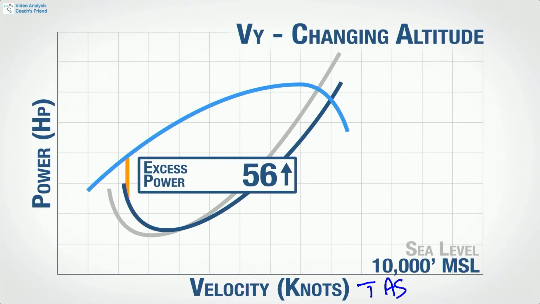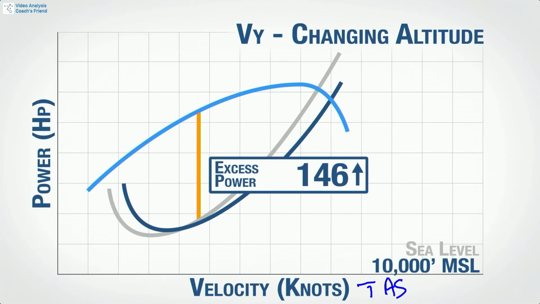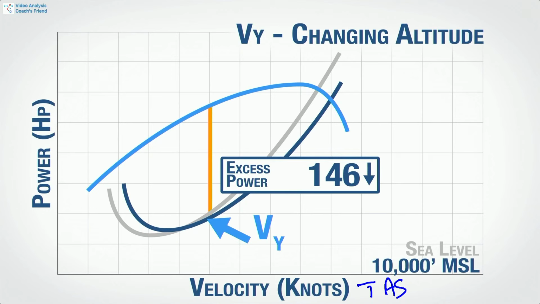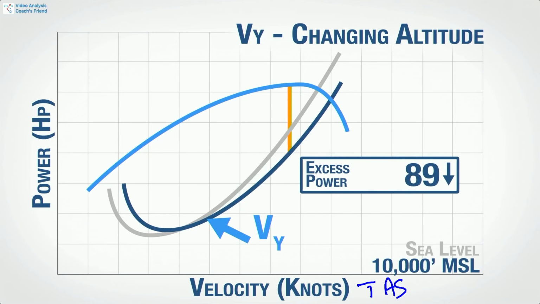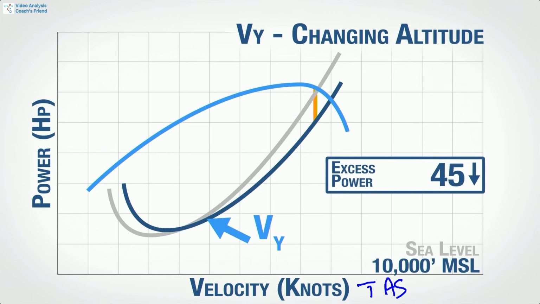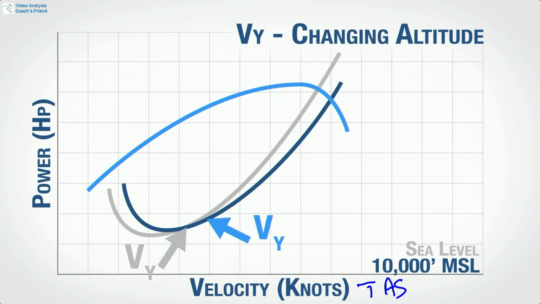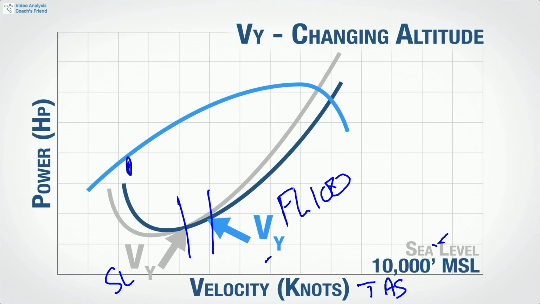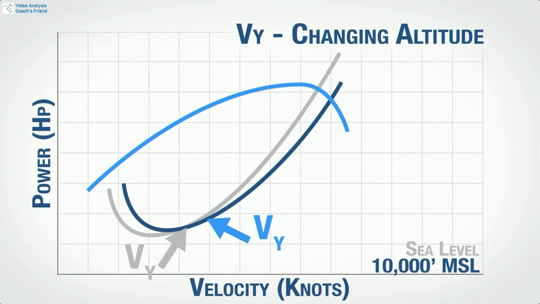As we move this forward, we'll measure excess power. There is our Vy point. And if we compare Vy at 10,000 feet versus Vy at sea level, Vy increases. The true airspeed gets faster. But it's not as much of a change as Vx. Vx is somewhere back here. It's still significantly slower, or the change is significantly larger. So let's take a look at that and compare the two.